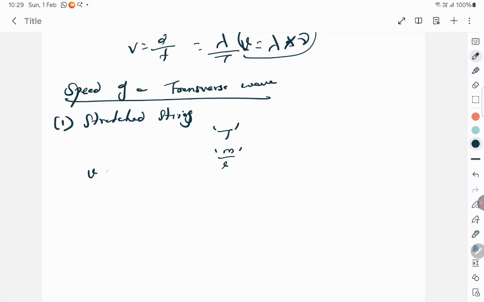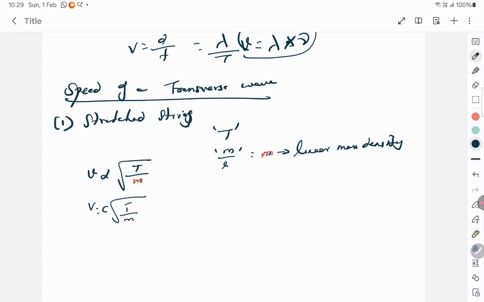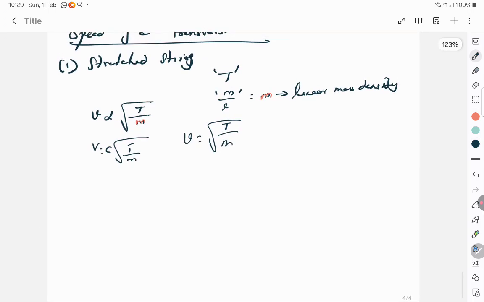Therefore, the velocity with which the wave can progress is proportional to the root of tension by mass per unit length. Let me call it m, which is mass per unit length, known as linear mass density. And for velocity, the constant of proportionality is just 1. C is equal to 1. So therefore, V is equal to root of T by m. Tension by mass per unit length is the formula for velocity in the stretched string.